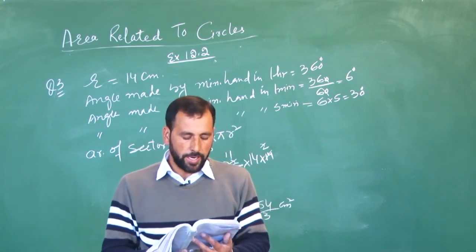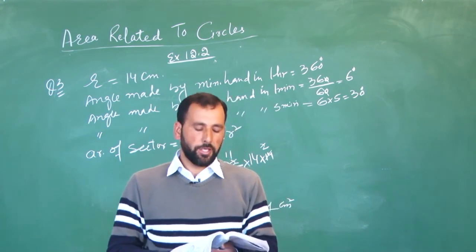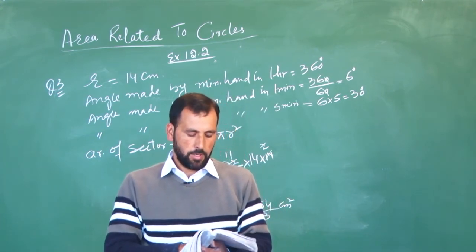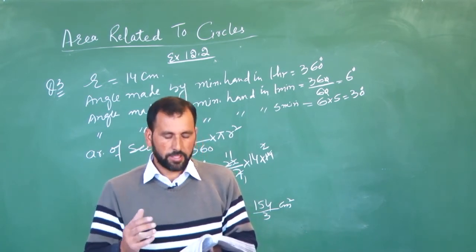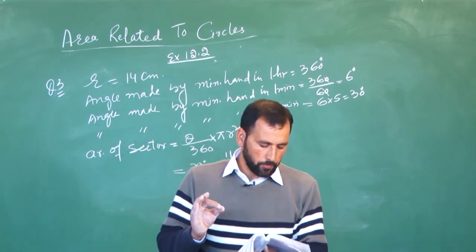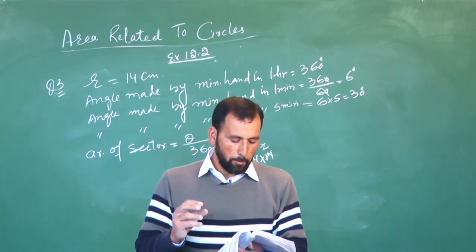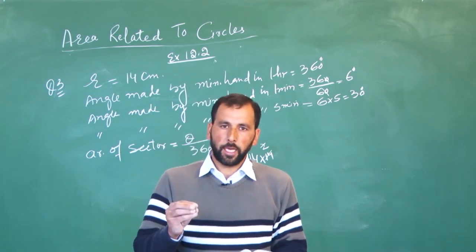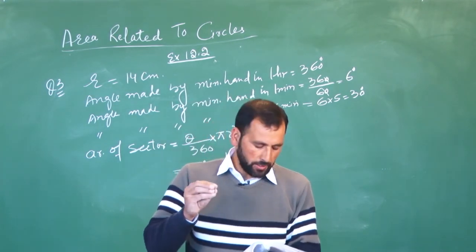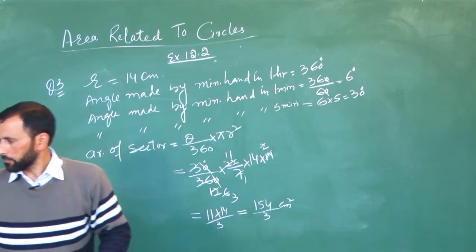Question number 6: a chord of a circle of radius 15 centimeter subtends an angle of 60 degrees at the center. Find the area of the corresponding minor and major segments of the circle. We have to find the minor segment as well as the major segment of the circle. This is question number 6.